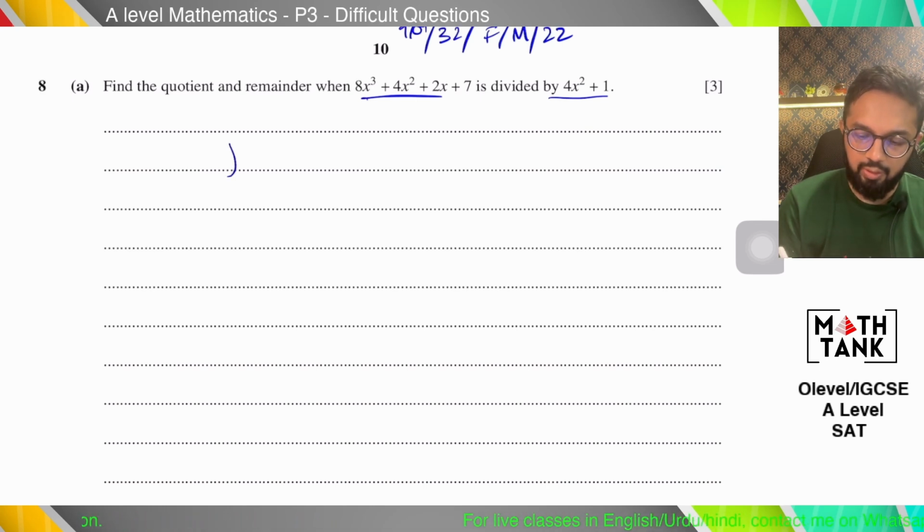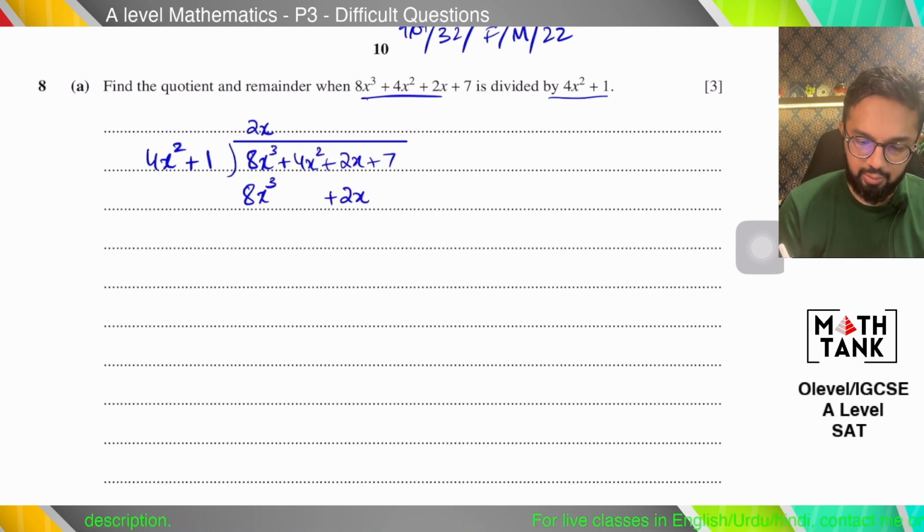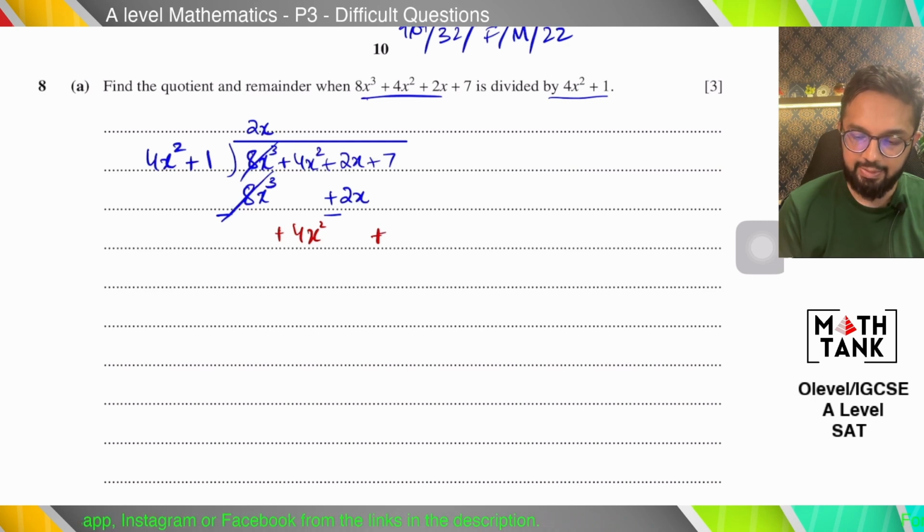Whenever you have this kind of question, you have to do long division. That's the only way of finding both the quotient and the remainder simultaneously. So you multiply by 2x first to get 8x cubed, and you get a complementary 2x here. Then you subtract, so you get 0. This gets cancelled out, so I'm just not going to write that. 4x squared plus 0x plus 7.